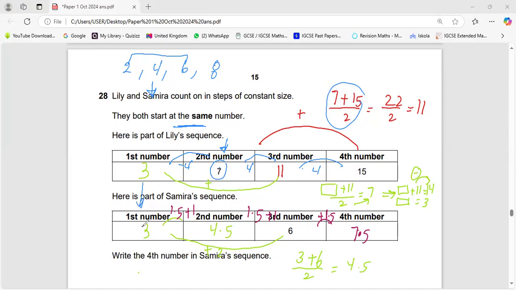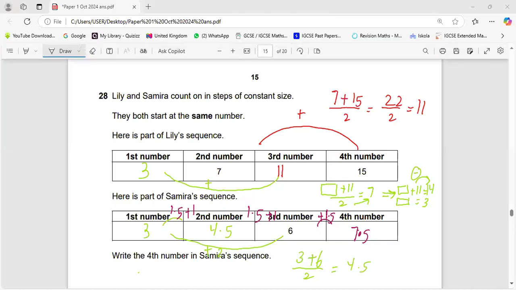Here we start from 3. We get the same number, we start from 3. And the same, we add 6 plus 3 divided by 2, we get 4.5, and so on. Each time we add 1.5. Here is the sequence: you add 1.5 to 6, we get 7.5. Here is the answer.